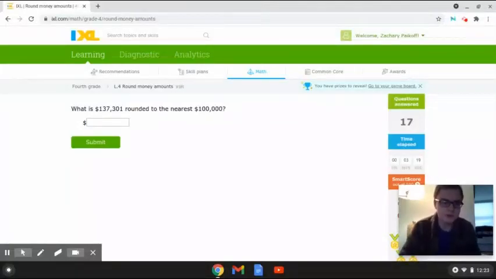Alright, so this first problem reads, what is $137,301 rounded to the nearest $100,000? Okay, so in this problem we are given $137,301. And if we look, the number 1 is the key digit that we're going to be looking at. So that's the number that we're going to be rounding to. And if we look to the right of the number 1, we have the number 3. And the number 3 is less than 5, so that tells me that this number is going to round down. And it will become 100,000.